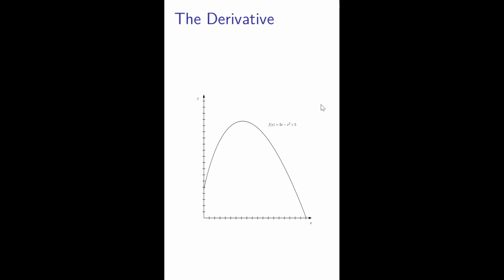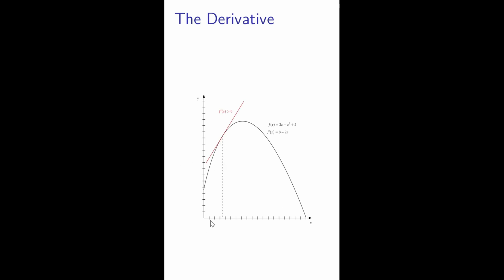Now, how does this relate to the derivative? Take the derivative of this function, which is 3 minus 2x, the 5 drops out here, and we see that this is a straight line that gives us the slope of the nonlinear function at a given point x.